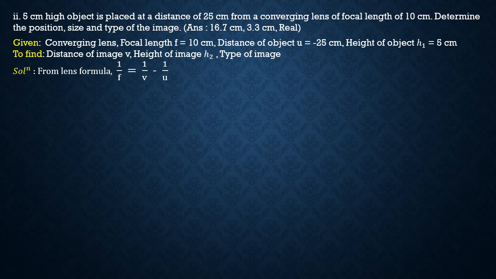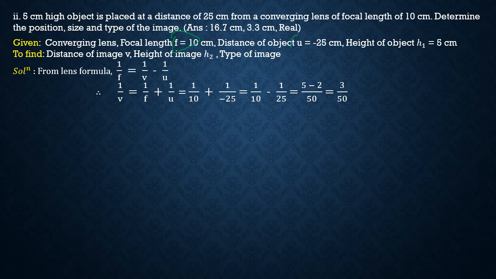Solution. From the lens formula, for this sum you are going to make use of this lens formula, that 1 upon f is equals to 1 upon v minus 1 upon u. Now here you have to find the image distance, means we want to find v. F is already given to us. U is also given to us.